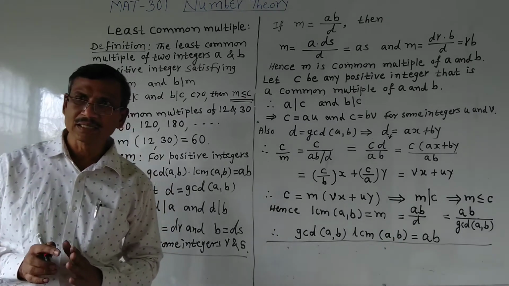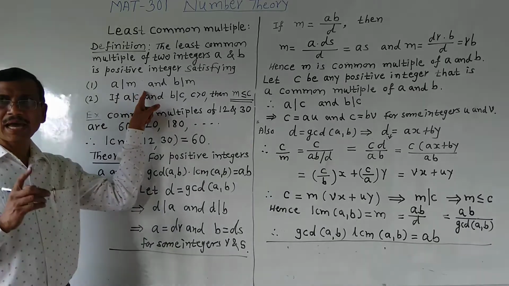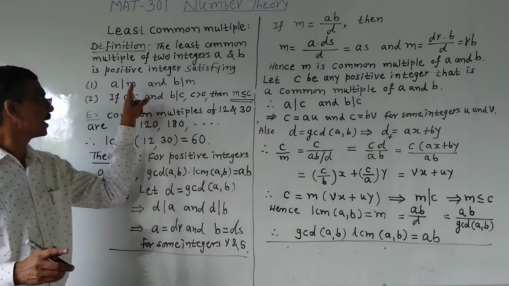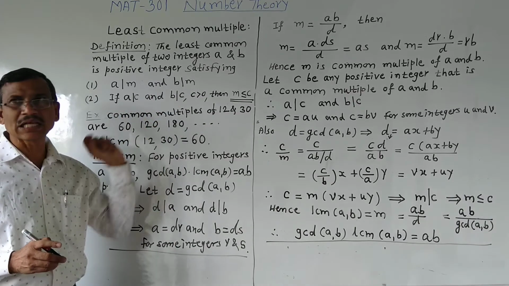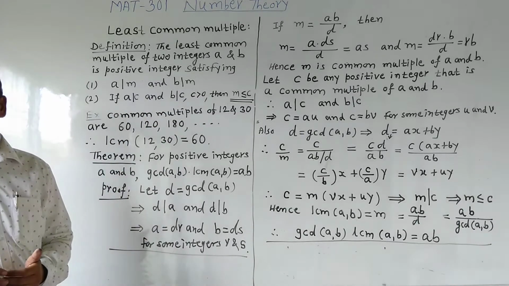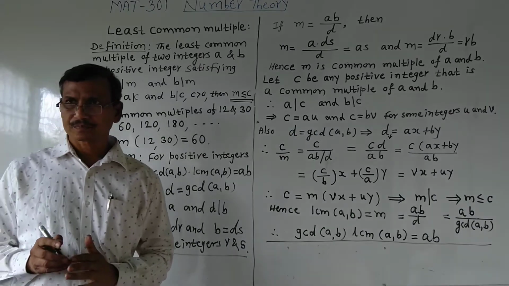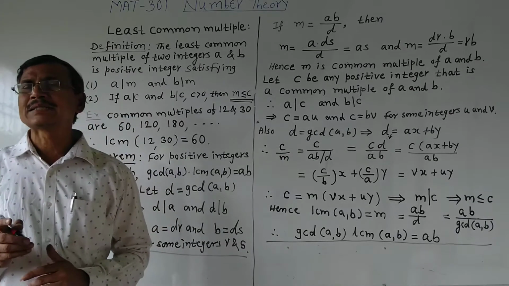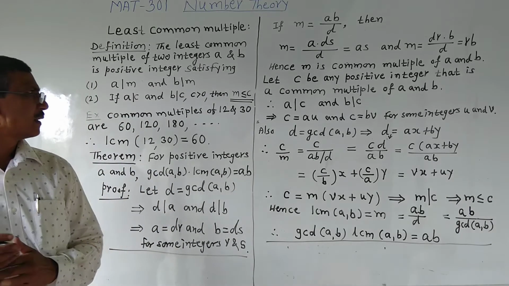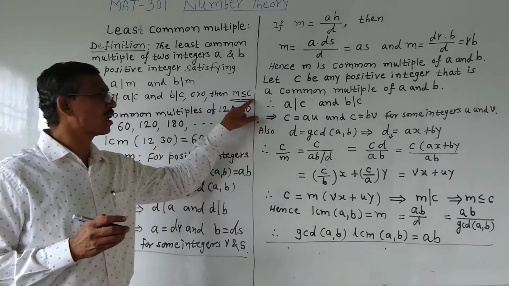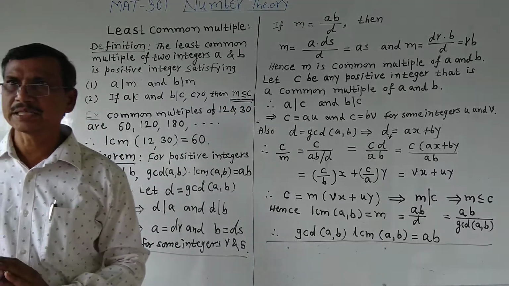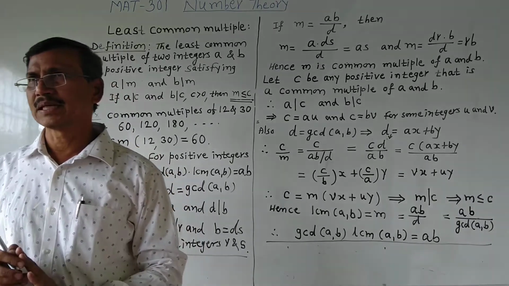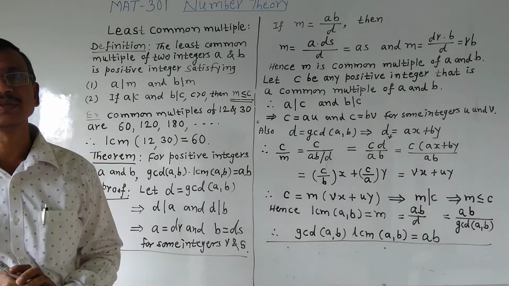Try to understand. First condition means m is a common multiple of a and b. Second condition is that c is also a common multiple of a and b, but c is any arbitrary common multiple and m is less than or equal to c. That means m is the least common multiple of the two integers a and b.